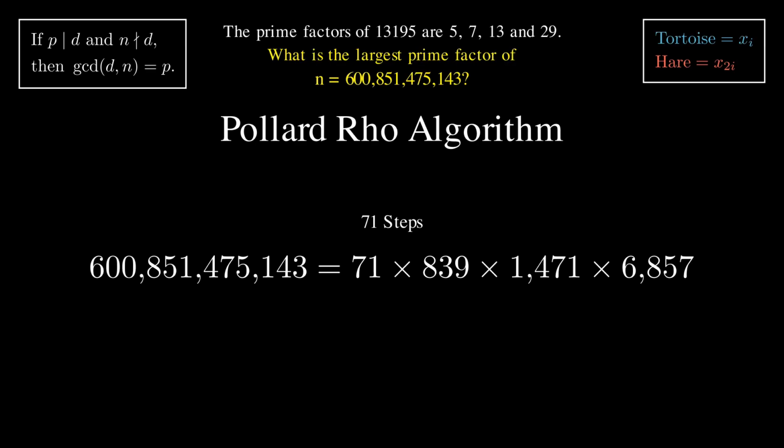Two things to leave you with here. One is that 6,857 is a prime number. Question number 1 is, how do we know that? Okay, that's a non-trivial thing to figure out. And 2, what would happen if you did this Pollard rho algorithm on the number 6,857? What would you expect to get?